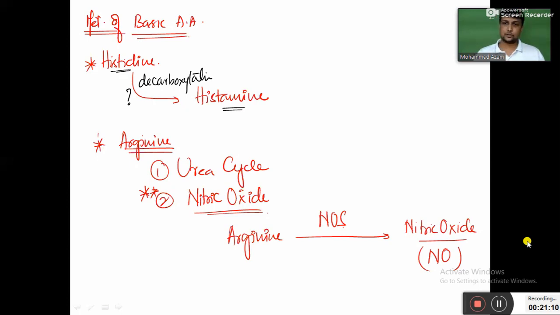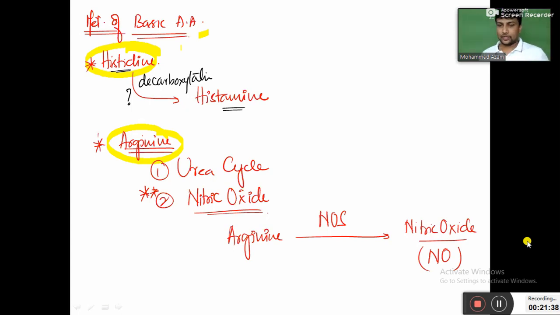Is it okay? So please note that nitric oxide is actually synthesized from which amino acid? Arginine, in the presence of the enzyme nitric oxide synthase. That's all. This is what you need to learn about histidine and arginine, and that completes your basic amino acids. Don't worry about lysine. Lysine I will tell you afterwards, wherever it comes. Not now.